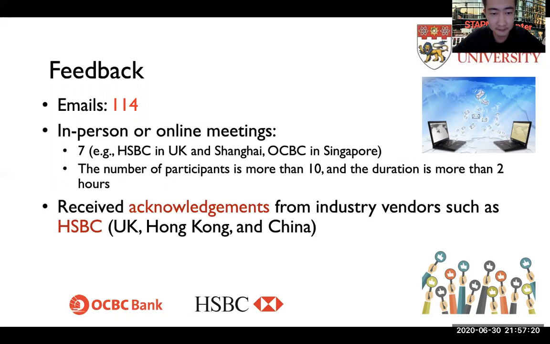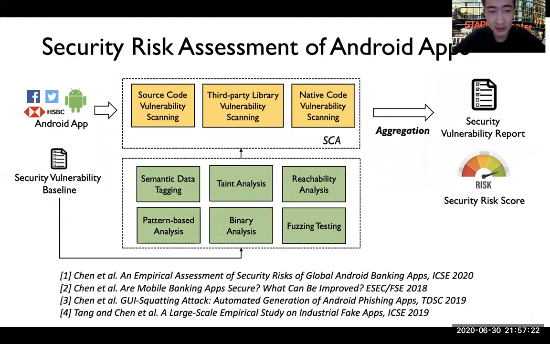In the future, we will focus on the security risk assessment of Android apps, and we will take all the components into account, such as source code, third-party libraries, and native code. Besides the security vulnerability report, we will also provide a security risk score to users, developers, and other customers.